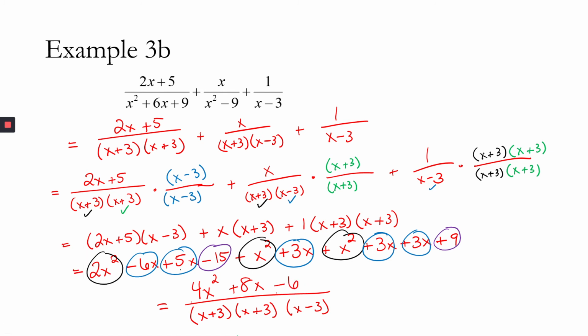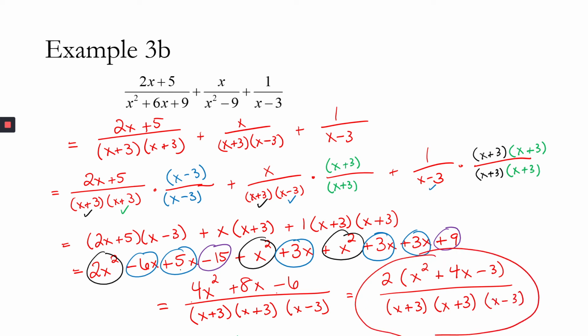Now, one thing I would like you guys to see real quick is that 2 is a GCF that just showed up in the numerator. If you can factor that out, that's going to make it a little bit cleaner and a little bit nicer in general. So let's go ahead and do that. But then nothing else can be factored. So there's our answer to that one.